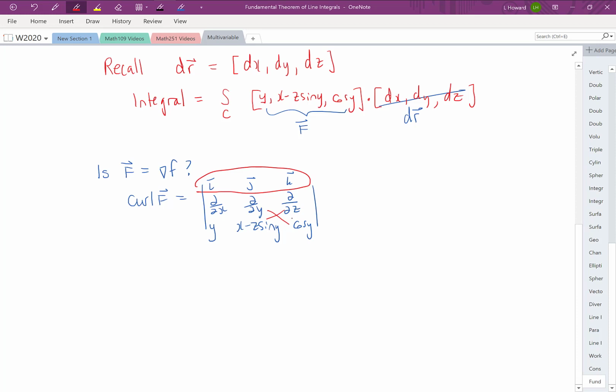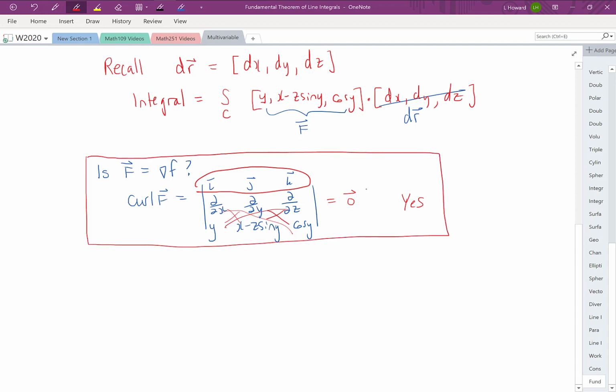So first component is definitely 0. For the j component, we're going to have 0 minus 0. So we get another 0 component. And then for the k component, 1 minus 1. So just going through those details very quickly, yes, curl of F does come out to the 0 vector. So the answer is yes, our vector field is conservative.